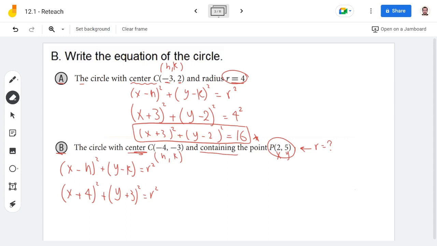Just an example. Look at this one. So now I need to find what? I need to find r. I have x and y. Now let's substitute x and y here. Okay, let me do it here.